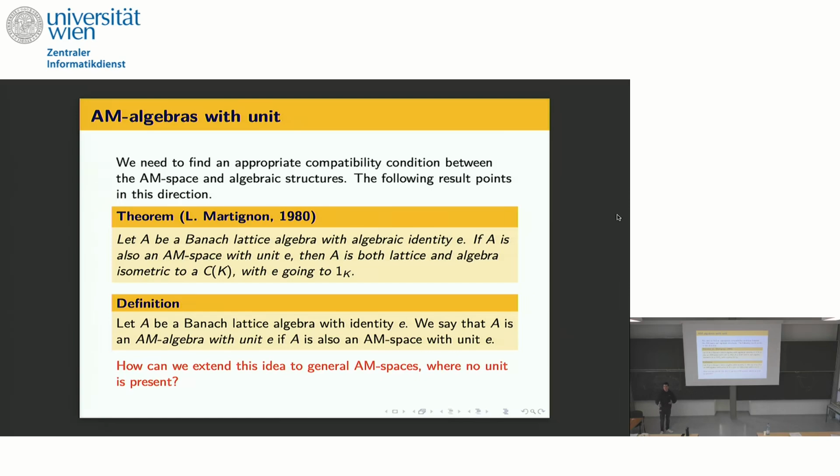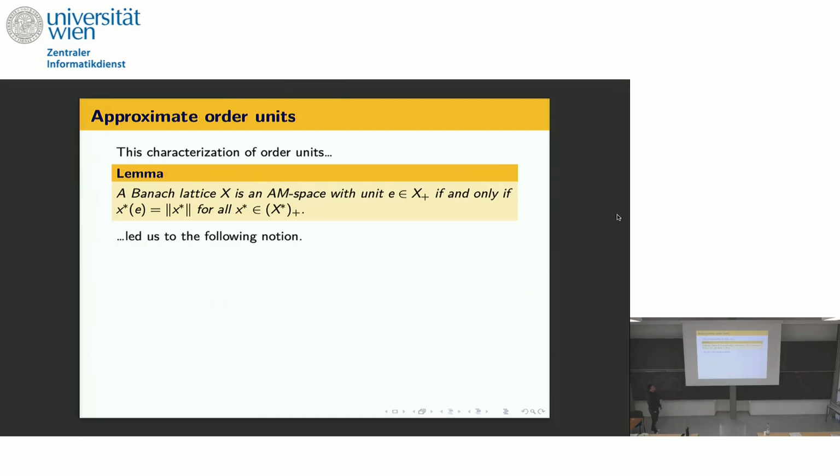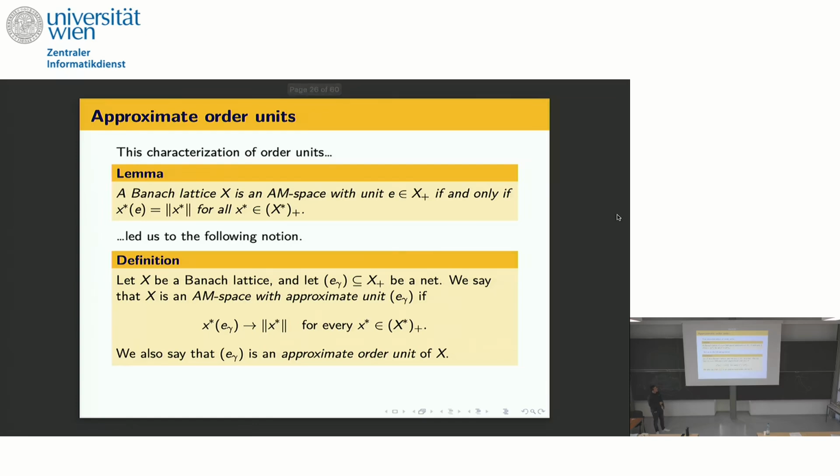Now, how can you establish this relation between the IM space structure and the algebraic structure? Well, there is this elementary characterization of order units that says that an order unit is where the positive functionals attain their norm. Of course, in general, this will not exist, but if such a thing exists, this is the order unit. And this led us to the following notion. We'll say that a positive net is an approximate order unit if every positive functional eventually attains its norm at this net. I hope that you see why this is an approximate order unit, taking this characterization.